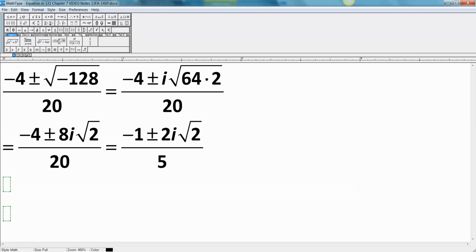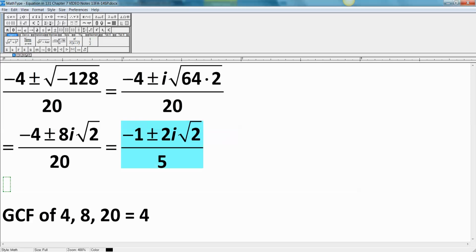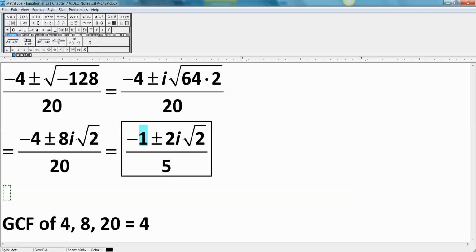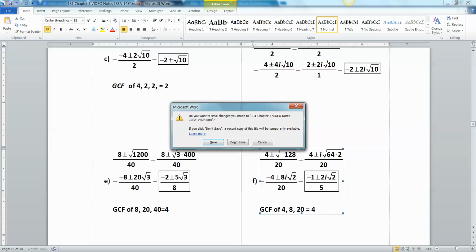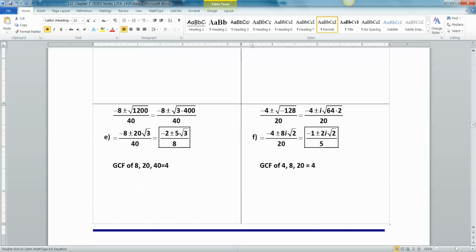So let me make a note. GCF of 4, 8, and 20 is 4. Right? So you're dividing everything by 4, and that gets you here. Now here you have to keep writing this 1 here, because if you don't write the 1, then you don't have your first term. Right? I don't bother writing a 1 when it's in the denominator because that's just lazy, right? But I do write the 1 when it's in front because it's its own term right there.